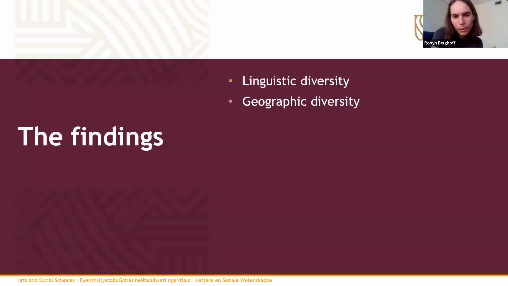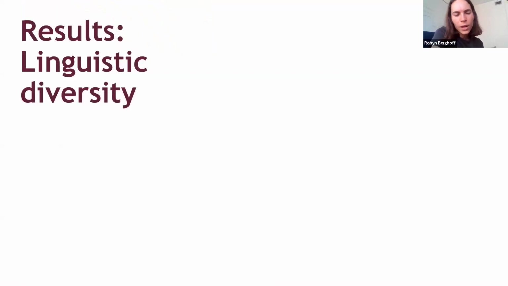data. I'll talk now a little bit about the findings, again, trying to highlight ways of analysis or ways of presenting this that we use that might be useful for your own research as well. So I'll start with the linguistic diversity findings and then move on to the geographic diversity findings. So for linguistic diversity, we started with this very sort of zoomed out view of what are the most commonly occurring languages in this data.